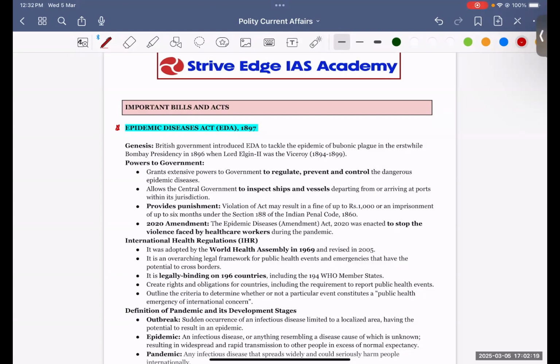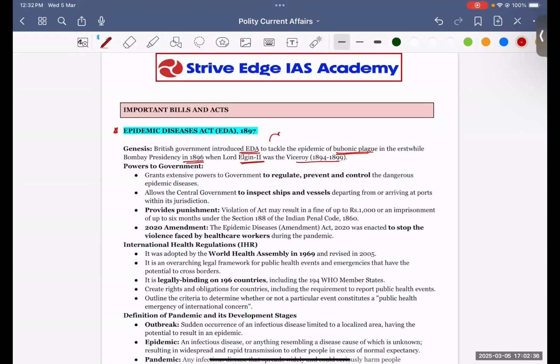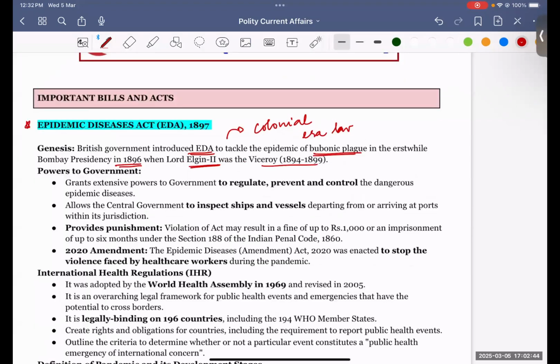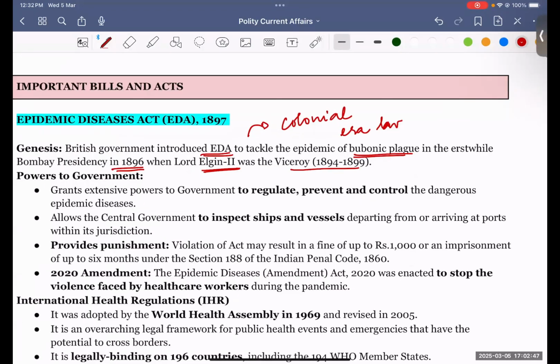So, what was the genesis of this particular act? The British government introduced EDA to tackle the epidemic of bubonic plague in the erstwhile Bombay Presidency in 1896, when Lord Elgin II was the viceroy. So, it is a colonial era law. Why was it in news? Because the government is trying to get a new act, a public health act, which will replace this particular colonial era act.